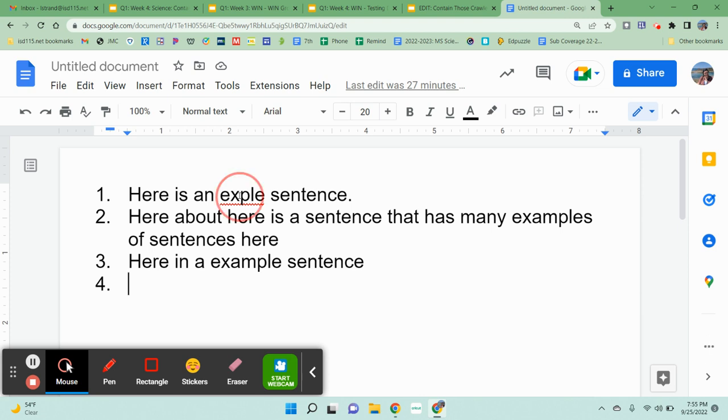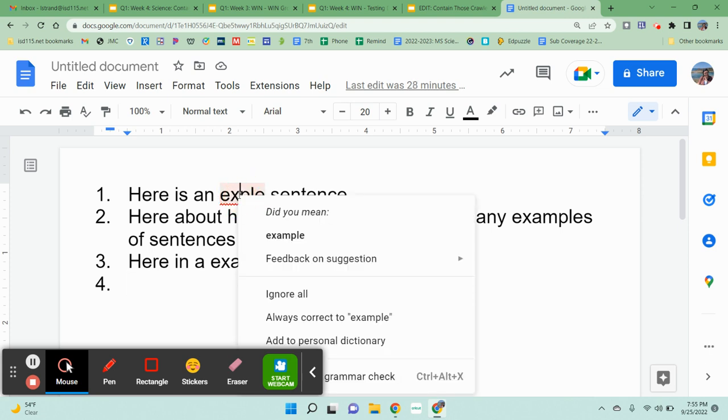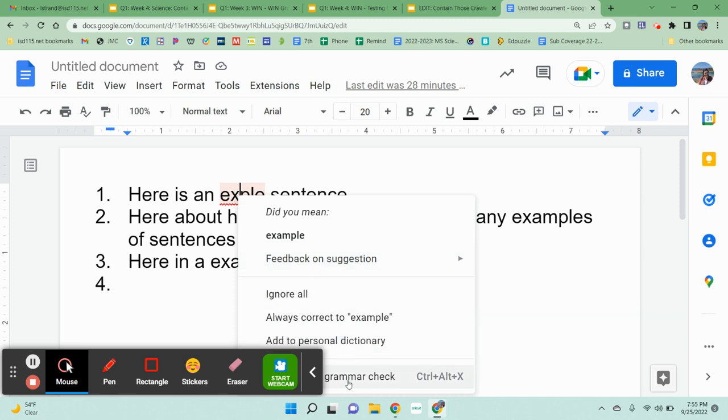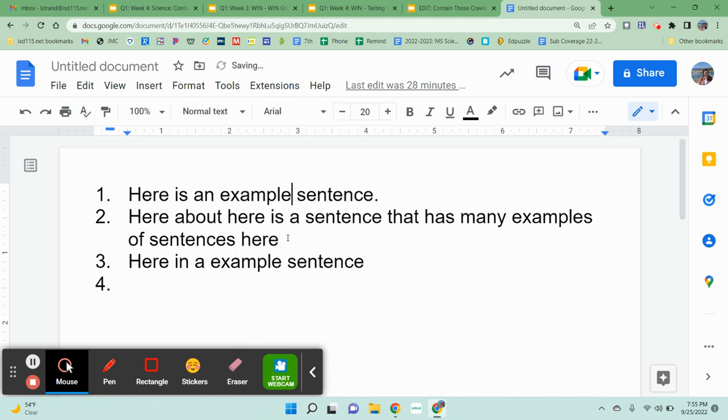So I'm going to right click on your Chromebook. That is just a two-finger tap. And it says, did you mean? And I can say yes, I meant "an example," or I can try to do feedback or any of these other things. Okay. But this is right. So I've done that. Now I've given you this example too, because this is why. So that's why I wrote here "here is a sentence that has many examples of sentences here."